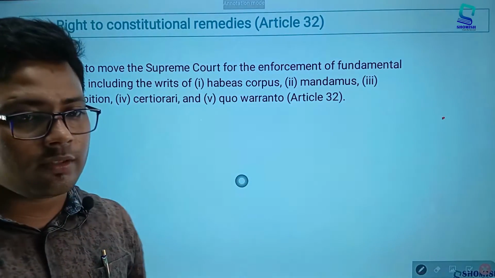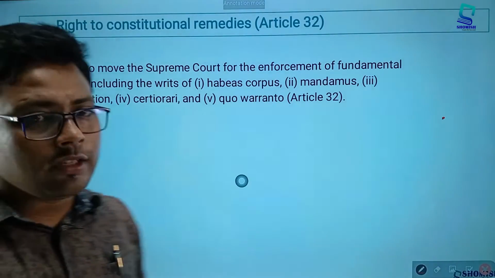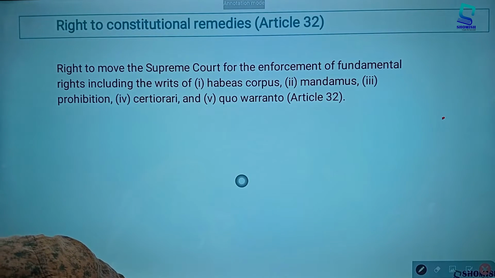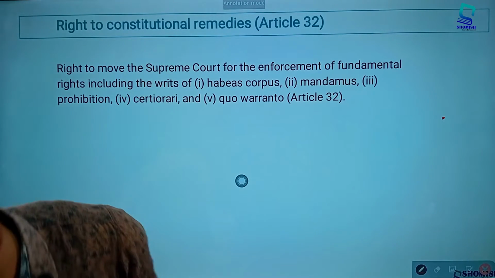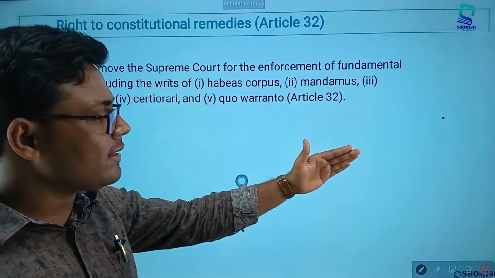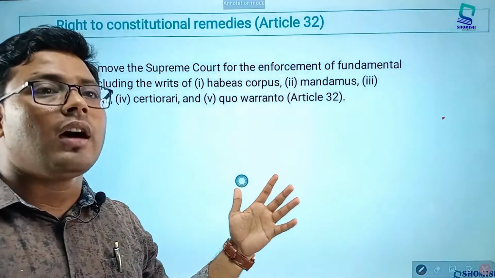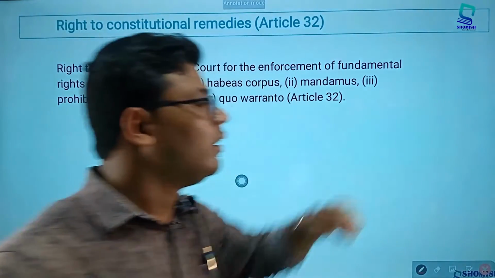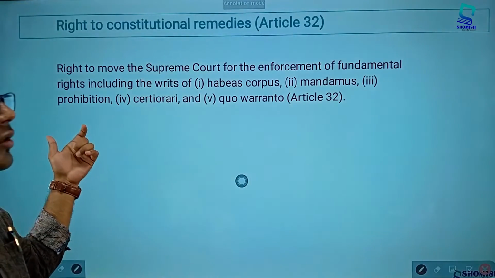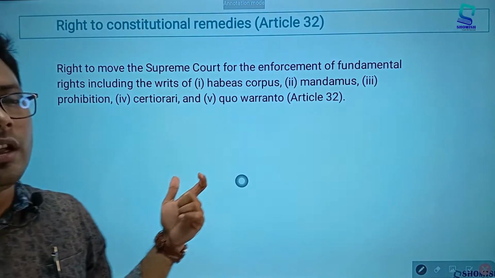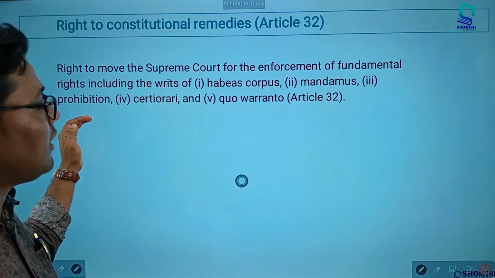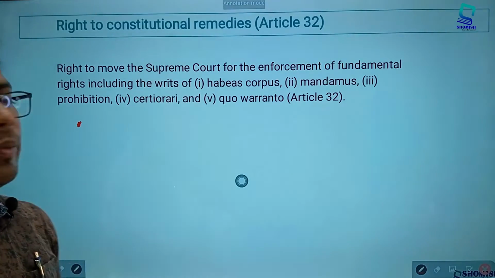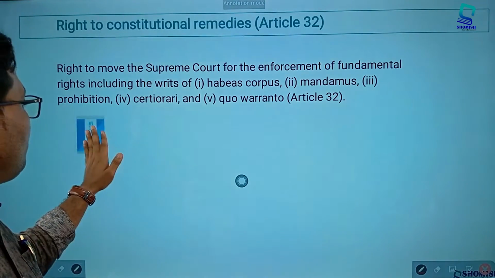Next is prohibition. Prohibition basically comes under this: if any case is dealt with by the High Court and the High Court is not able to discharge its duties, then the Supreme Court may seek permission and move the case forward to the Supreme Court of India. It comes under prohibition.